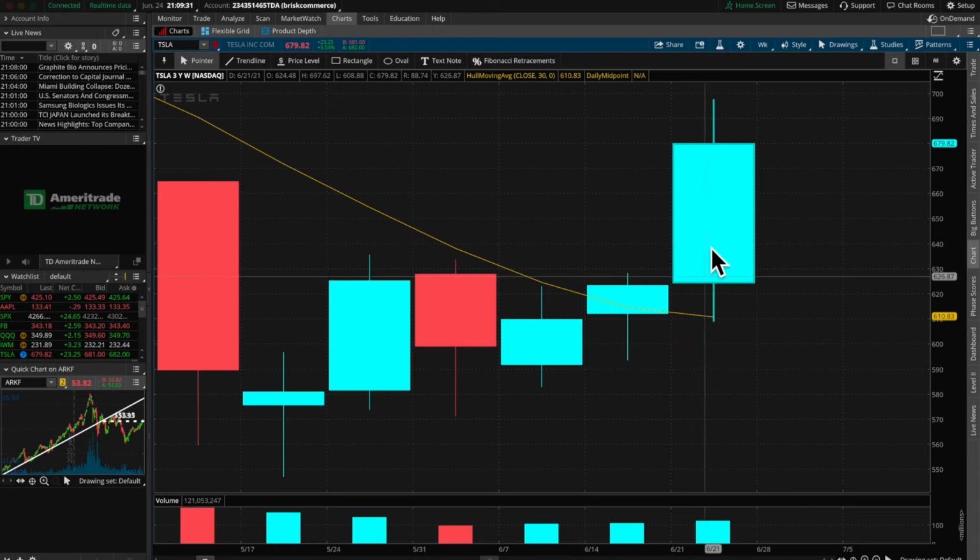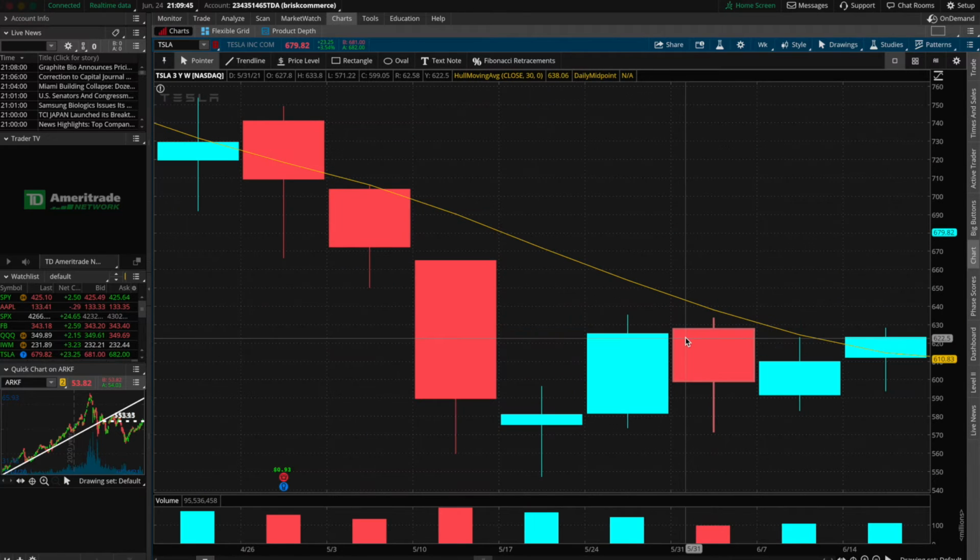As you can see, the bottom is the open, the top of the bullish candlestick is the close, the top of the wick is the highest price, and the bottom of the wick is the lowest price within that time frame. That's how you read a bullish candlestick. Now, a bearish candlestick is quite the opposite.